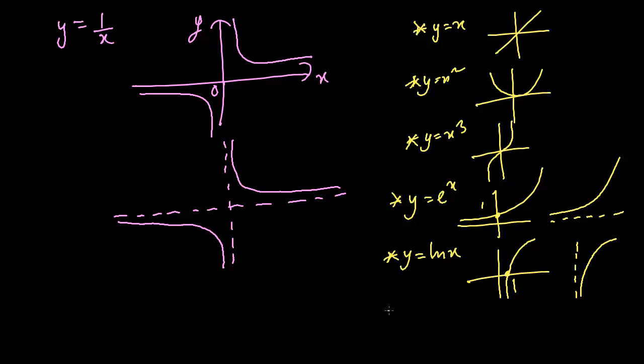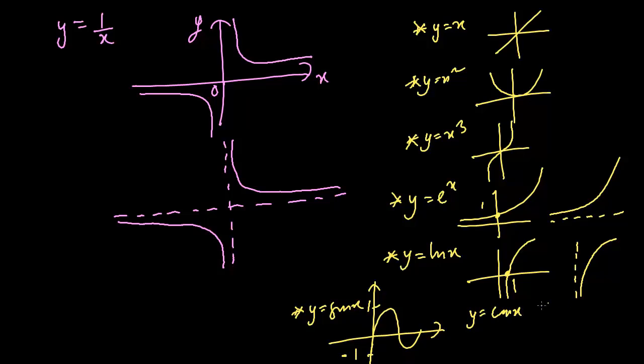Now the next one is y equals sine x. So y equals sine x looks like this. We have this axis. This is what it looks like. The highest point is 1 and the lowest point is minus 1. The next one is y equals cosine x, or cos x, with the x-axis and y-axis, and this is what it looks like. So this is 1 and this is minus 1.